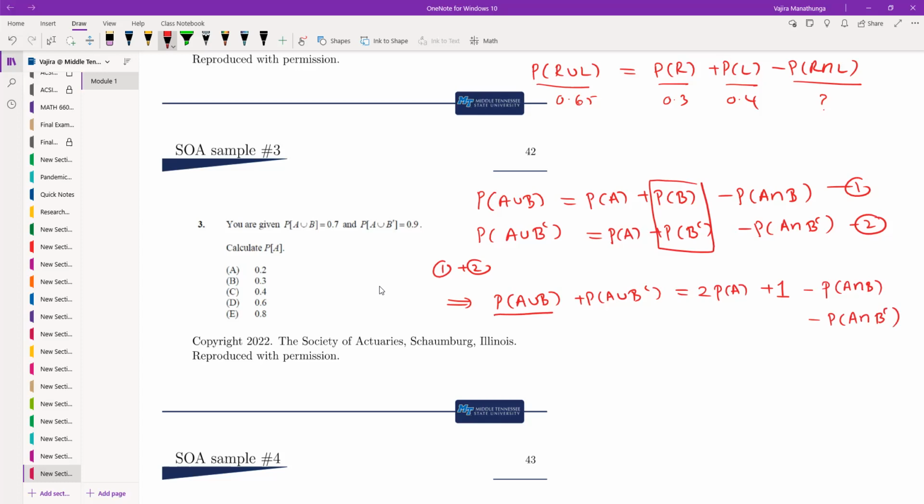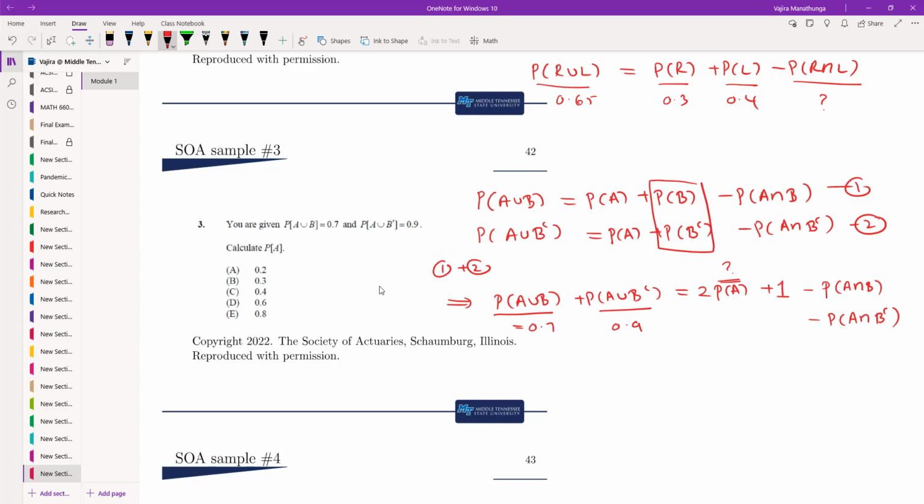Okay, so this value is known, that's given as 0.7, and this value is known, that's given as 0.9. And this is what we are really looking for. Yes, we want to calculate that value. So somehow we need to simplify this probability A and B and probability A and B complement. So let's see what that is.